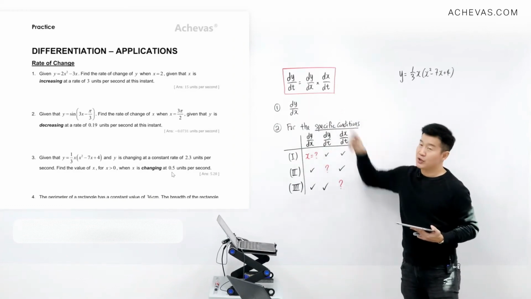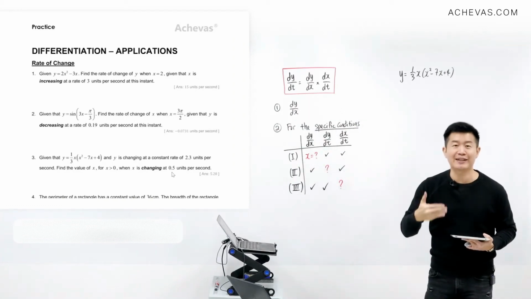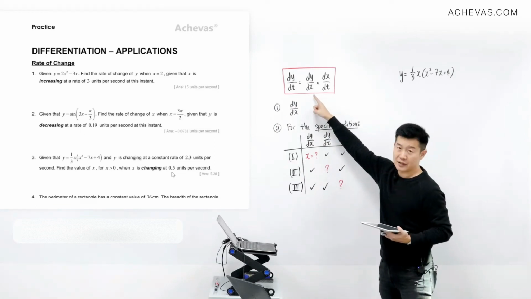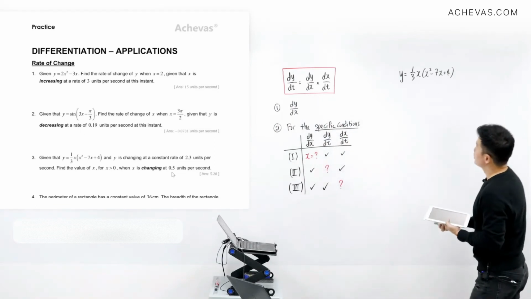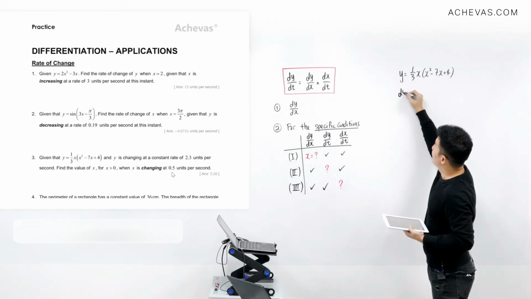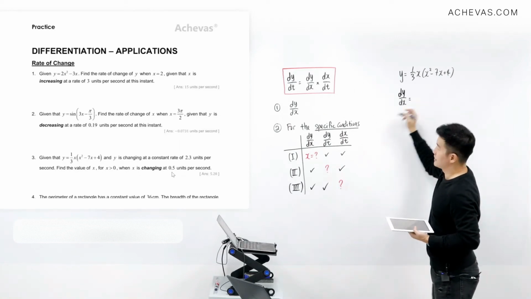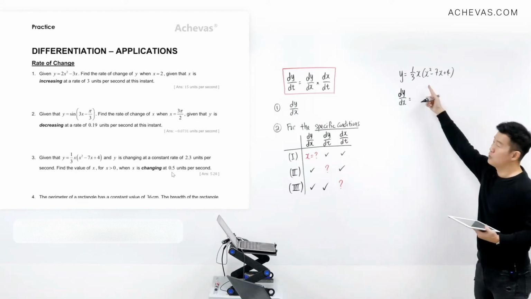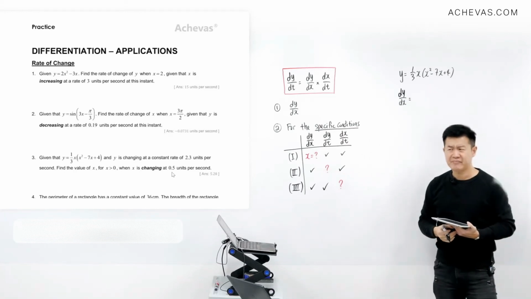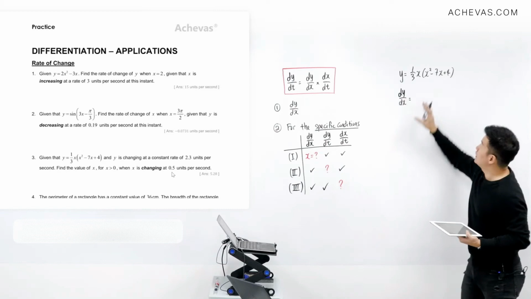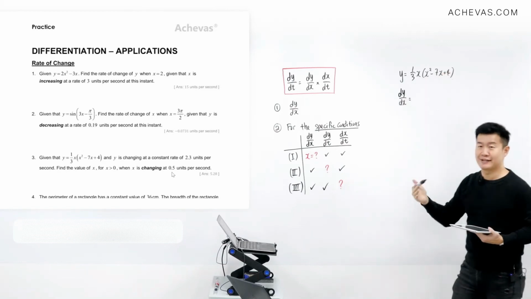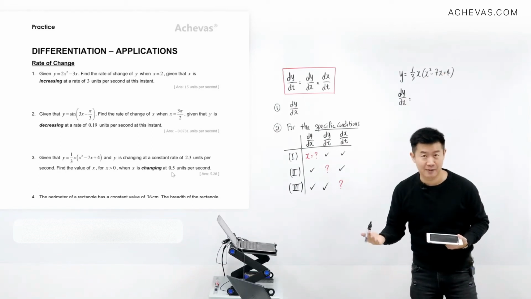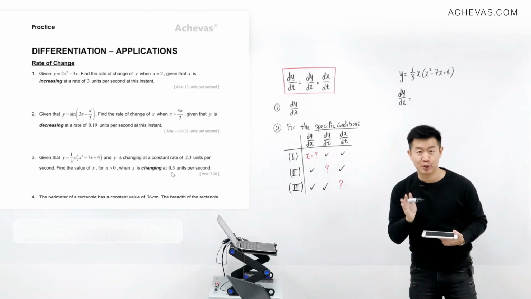So in the rate of change equation, where is x? x will reside within dy/dx. Let's take a look at the question. So in this case, I'm going to find what is dy/dx. That is the first thing that we should do. And to find dy/dx, should we try to apply the product rule? I don't think so. If we were to apply the product rule, it is going to be unnecessarily complicated and tedious, because we can do a simple manipulation instead.